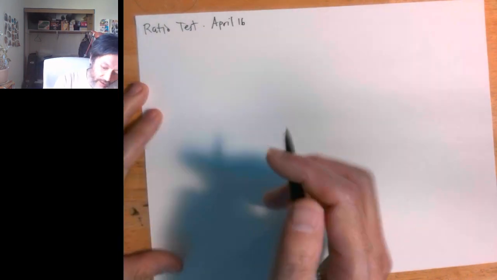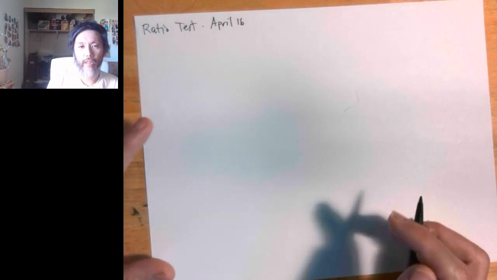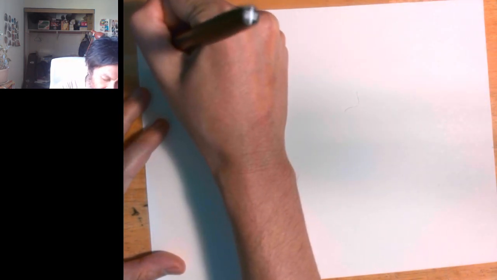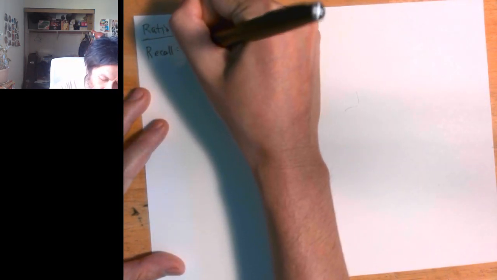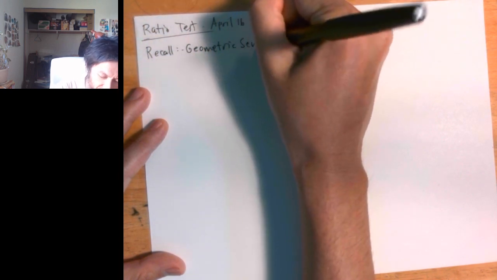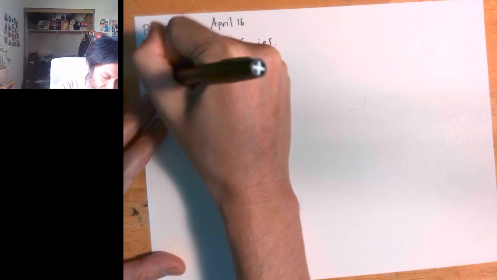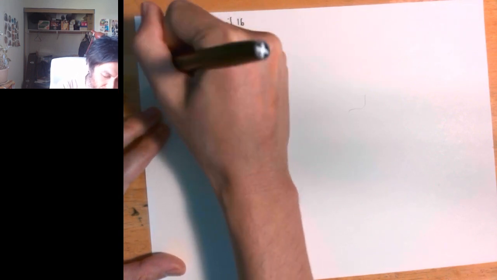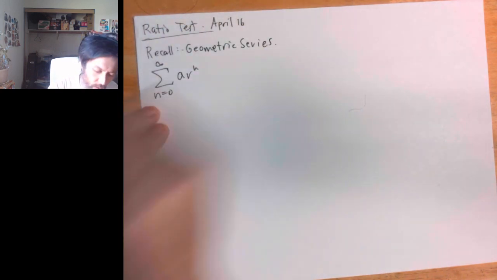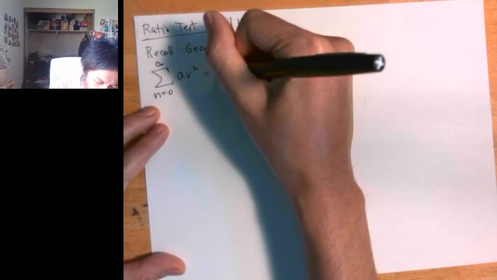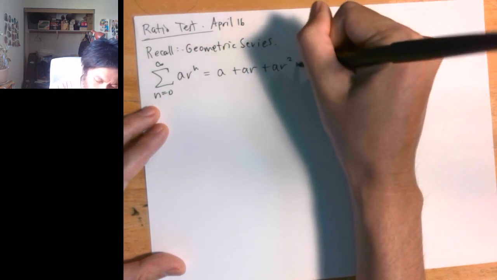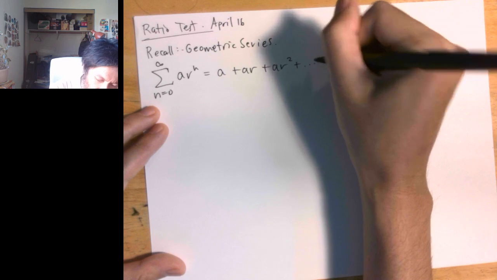So let me just give you the idea behind the ratio test. I want you to recall the subject of geometric series for a second. So what were geometric series? These were series of the form sum from n equals 0 to infinity of a times r to the nth power. So the terms look like a plus ar plus ar squared plus ar cubed, etc. And we can keep going.